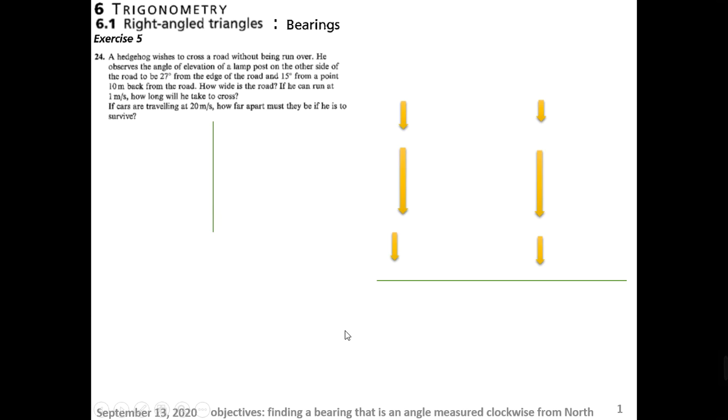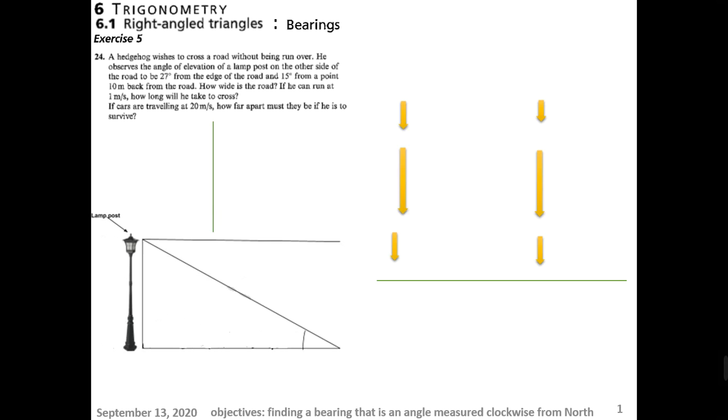A hedgehog wishes to cross a road without being run over. As we're reading the word problem, we must be drawing the diagram so that we can place all the given numbers on this diagram. He observes the angle of elevation of a lamp post on the other side of the road to be 27 degrees from the edge of the road. So, we're going to start.